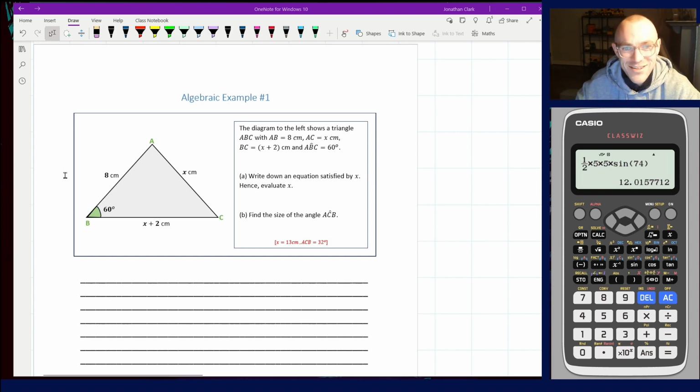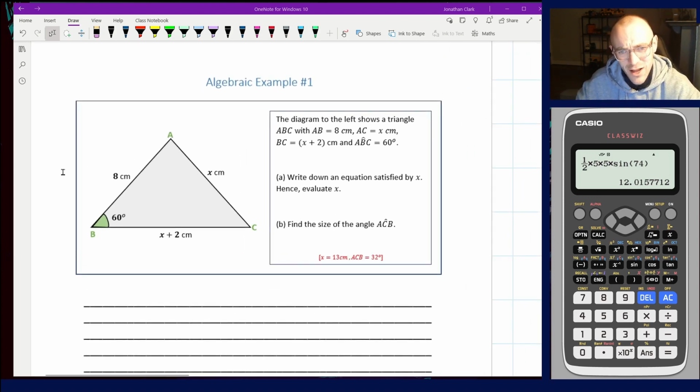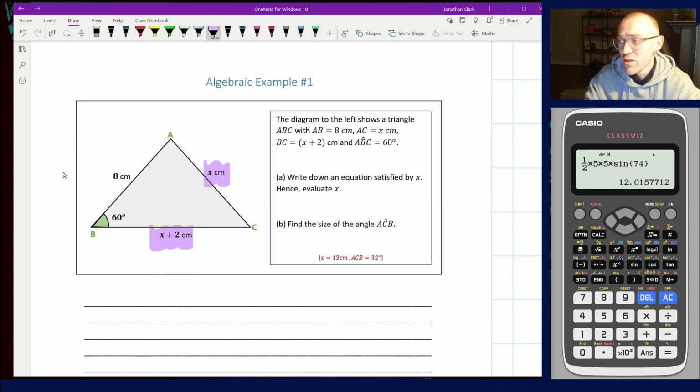We're looking at this algebraic example. Now, this is the sort of thing that will be different compared to what you've seen at GCSE. We're still going to be using the sine and cosine rule. This time there's going to be some algebra within the lengths, so we've got to think about ways to deal with that.